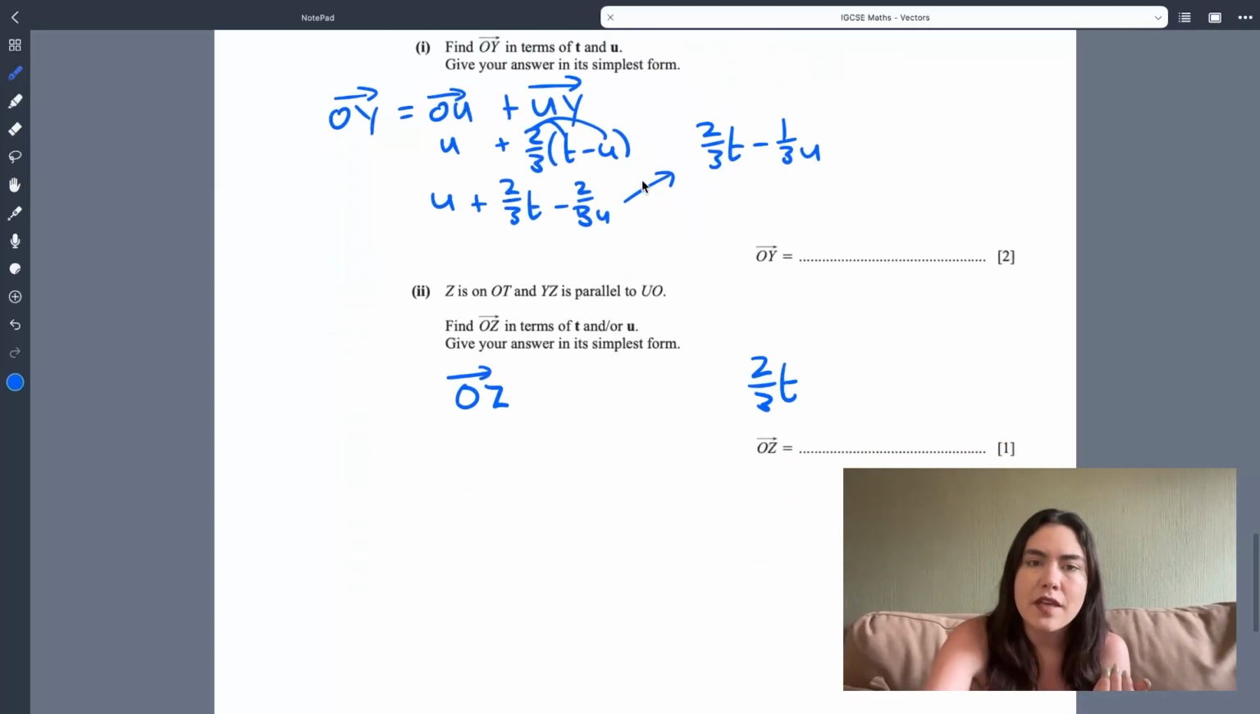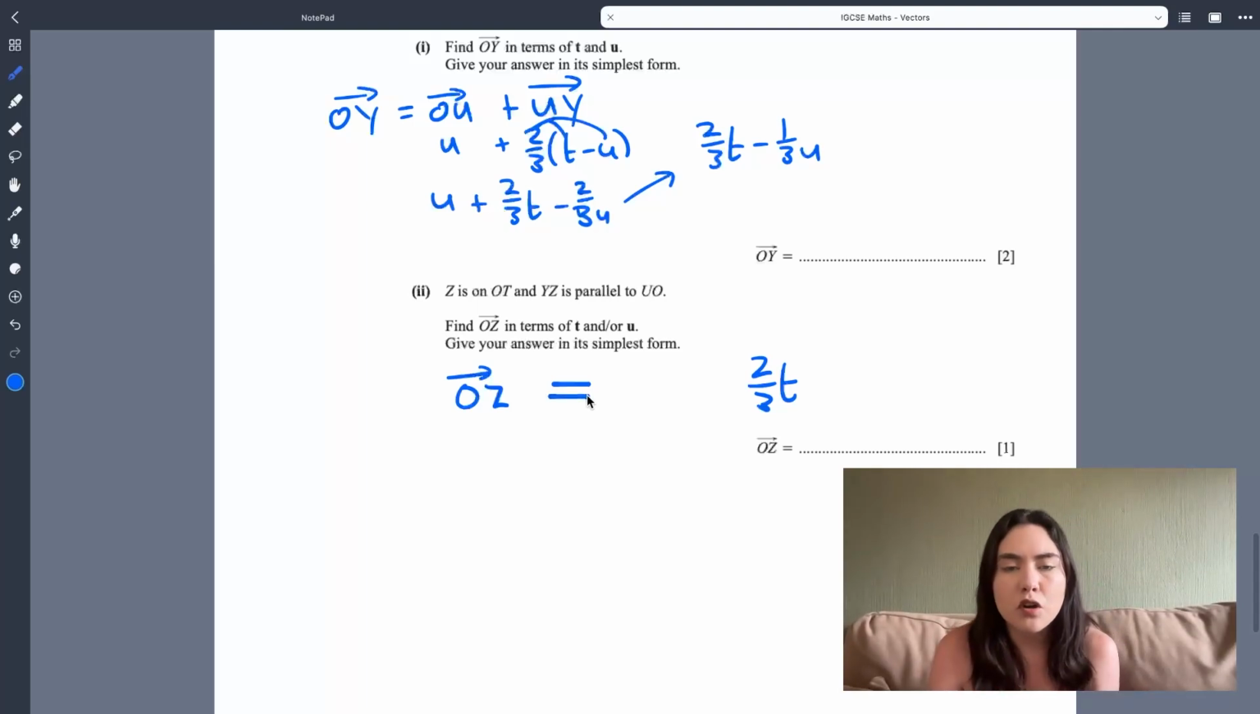2/3 T is your answer of O to Z. So that's a little bit of a higher level question. And if you struggle with those kinds of questions, don't worry. I think what it's really important to do is not get overwhelmed by the higher end questions and focus on being able to get your fundamental understanding.